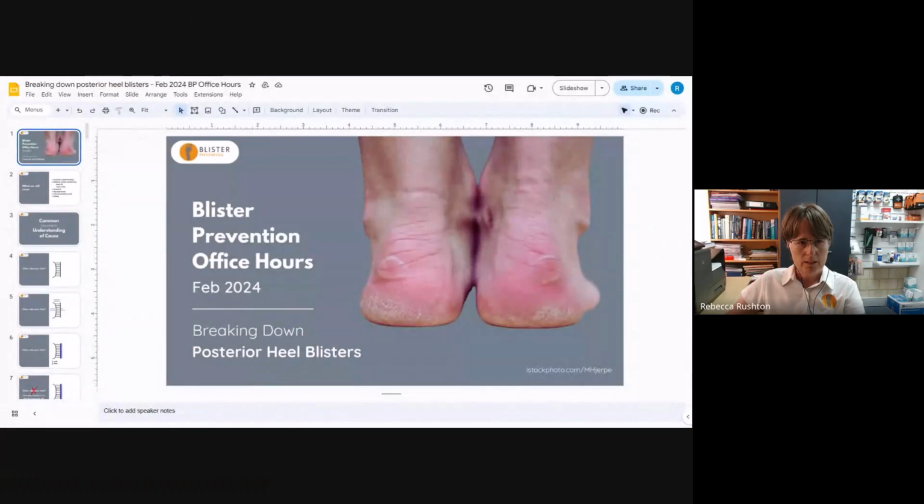Hi everyone, thanks for joining me today on this episode of Blister Prevention Office Hours. We are going to be looking very closely at posterior heel blisters today. And this is where my special interest started with blisters.